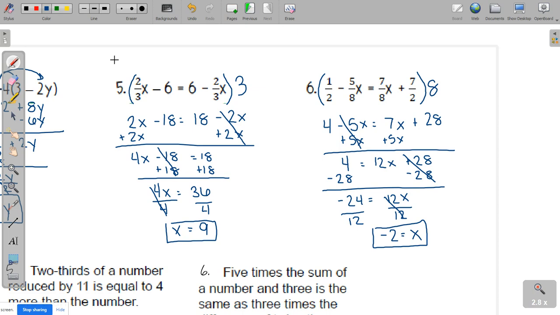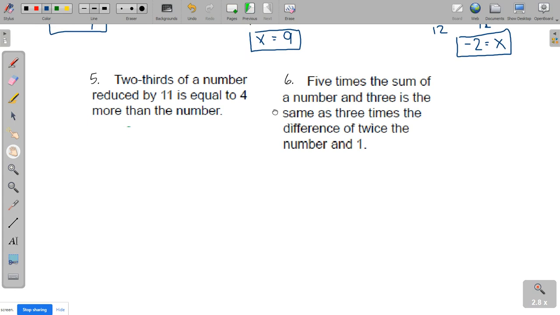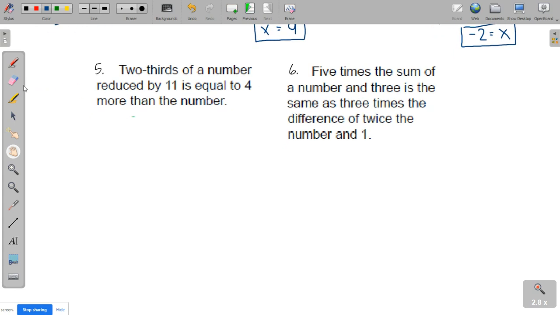Okay, let's look at the last two problems. So we have 2/3 of a number reduced by 11 is equal to 4 more than that number. So we need to write this. So 2/3 of a number, we're going to call the number x, is reduced, so reduce is subtraction, by 11. And that is equal to 4 more than a number, so x plus 4.